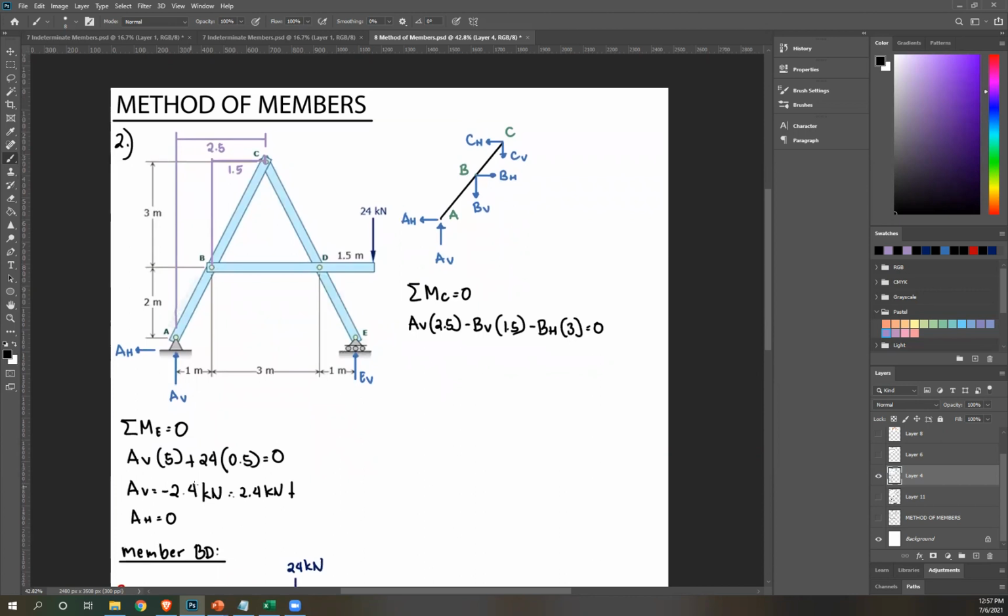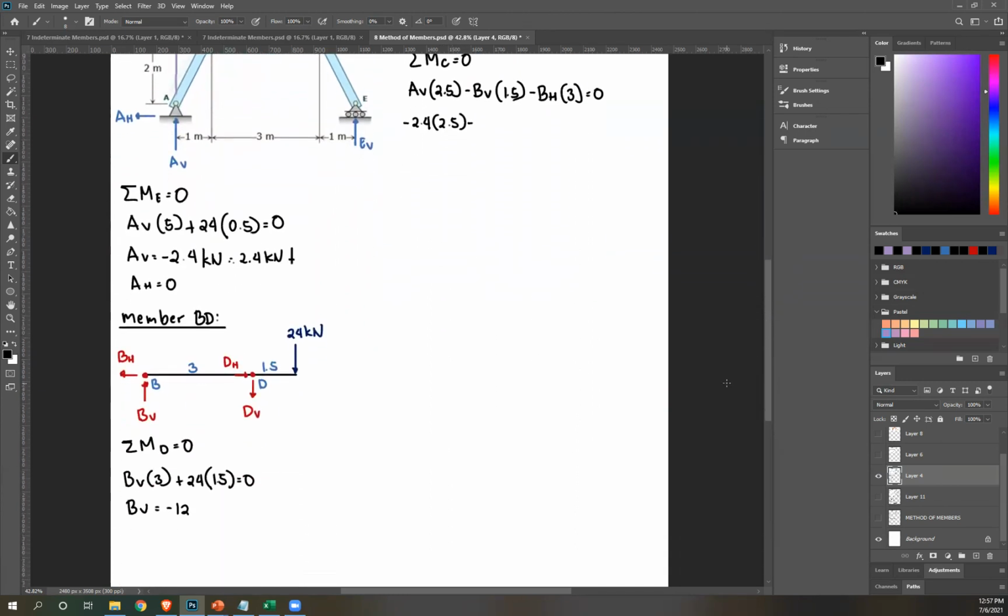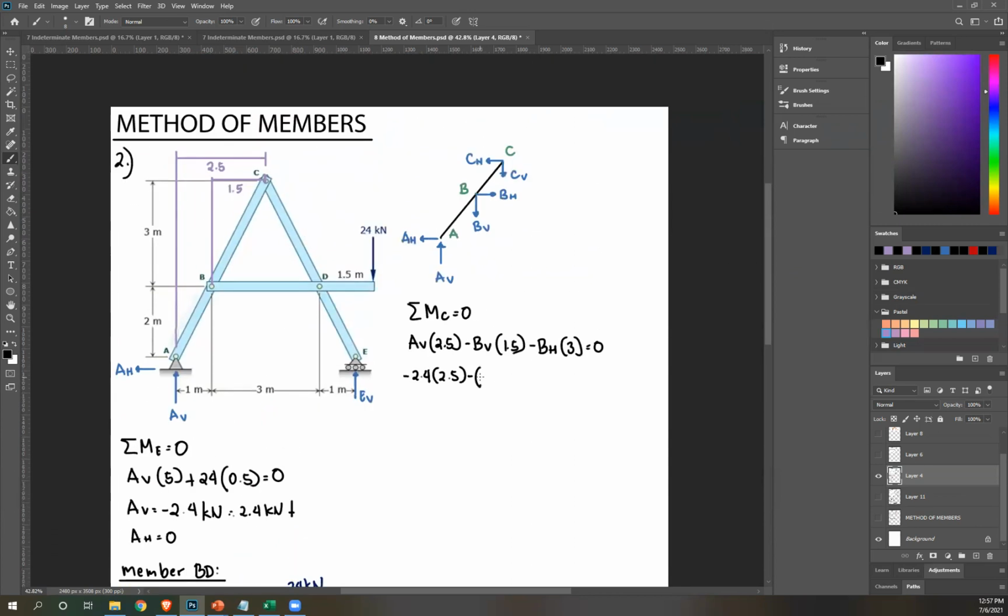So let's look at AV. AV is negative 2.4. Again, since I didn't change directions, you're gonna keep the negative sign. So negative 2.4 times 2.5. What's BV? BV is negative 12. So include the sign, negative 12 times 1.5, minus BH times 3 equate to 0. Now from this, please solve what's BH. Make sure to tell me, is it positive or negative?